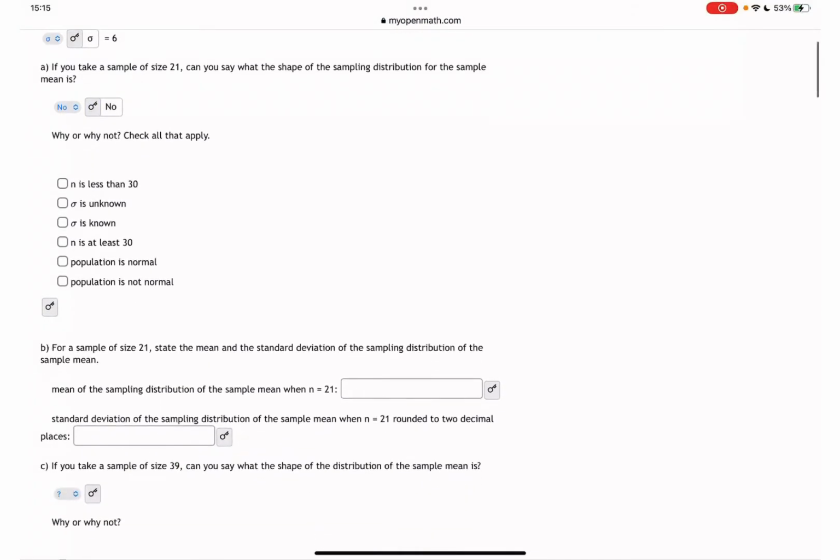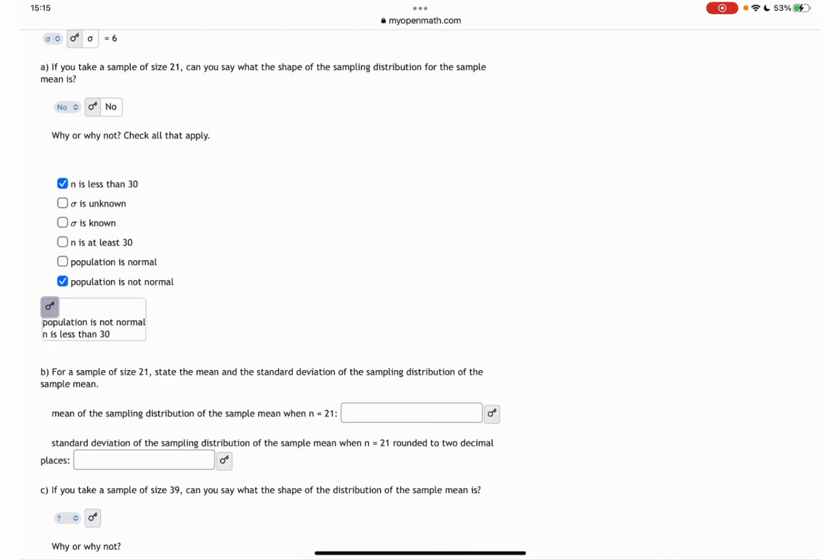Next, why or why not? So what options do we have? n is less than 30, sigma unknown, we have sigma known. The population is not normal, and n is less than 30. Okay, what else? Population is not normal. Okay, it's correct.